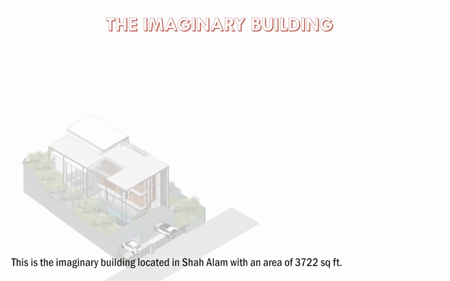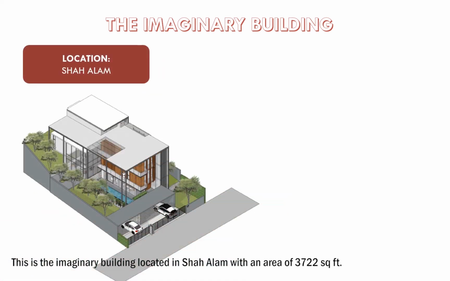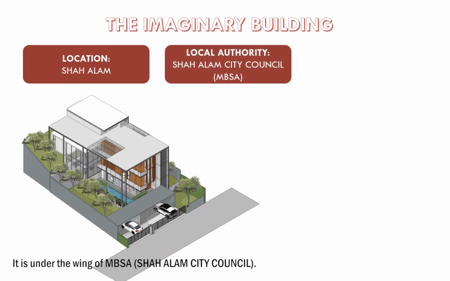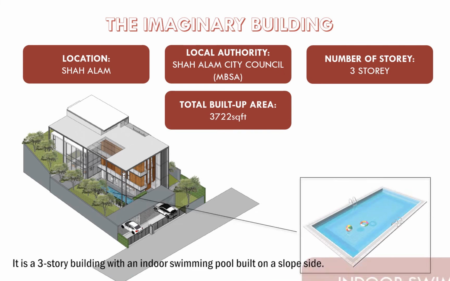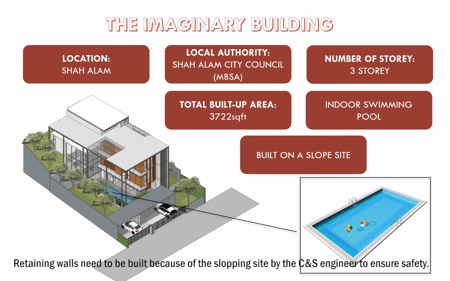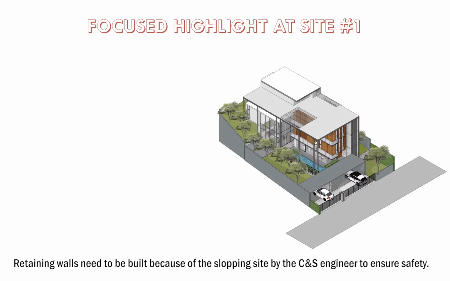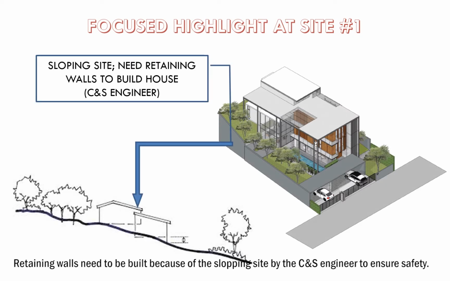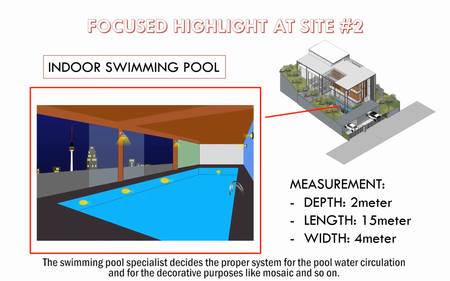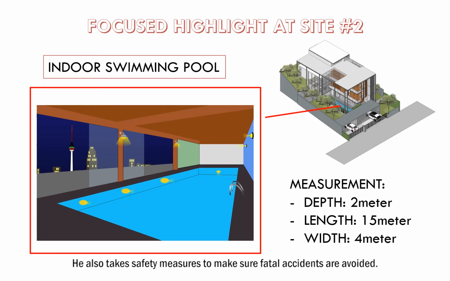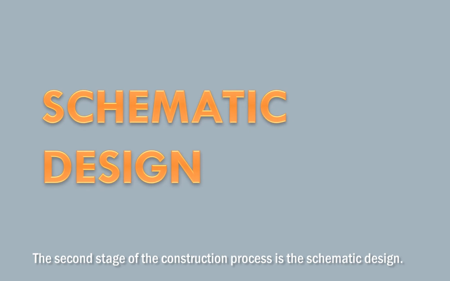This is the imaginary building located in Shah Alam with an area of 3,722 square feet. It is under the wing of MPSA, Shah Alam City Council. It is a 3-story building with an indoor swimming pool built on a slope site. Retaining walls need to be built because of the sloping site by the civil and structural engineer to ensure safety. The swimming pool specialist decides the proper system for the pool, water circulation, and decorative purposes like mosaic and so on. He also takes safety measures to make sure fatal accidents are avoided. The second stage of the development process, the schematic design.